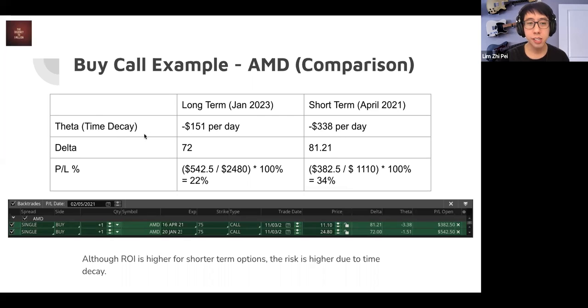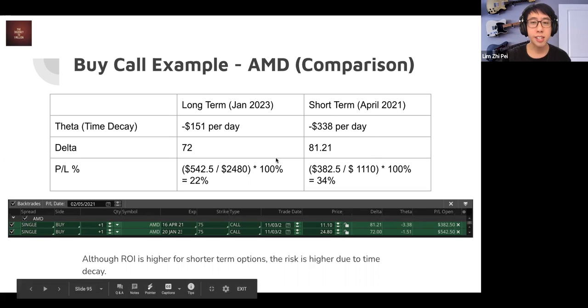the other thing I want to talk about is the time decay. Because it is a shorter term, as you can see the theta, this is another term for time decay. For the April options contract, the theta is 3.38, which shows that your options contract will decay by 300 every day. That is very fast. So you do not want that risk, because what if the next day AMD never goes up, then you'll lose this amount every day. That is not very healthy. So although ROI is higher for shorter term options, the risk is higher due to time decay.